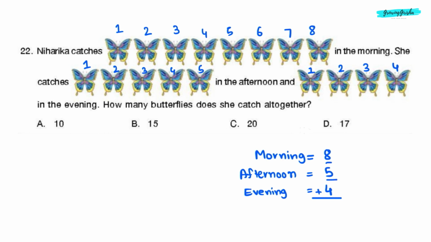8 plus 5 is 13. 13 plus 4 is 17. Means she catched 17 butterflies altogether. Correct answer will be option D.